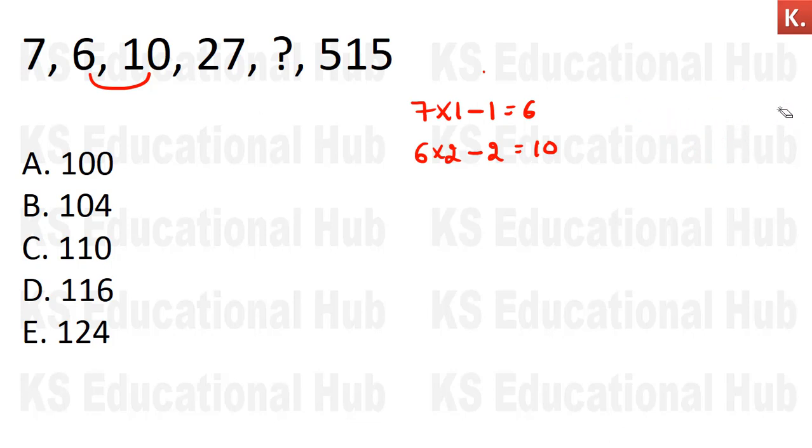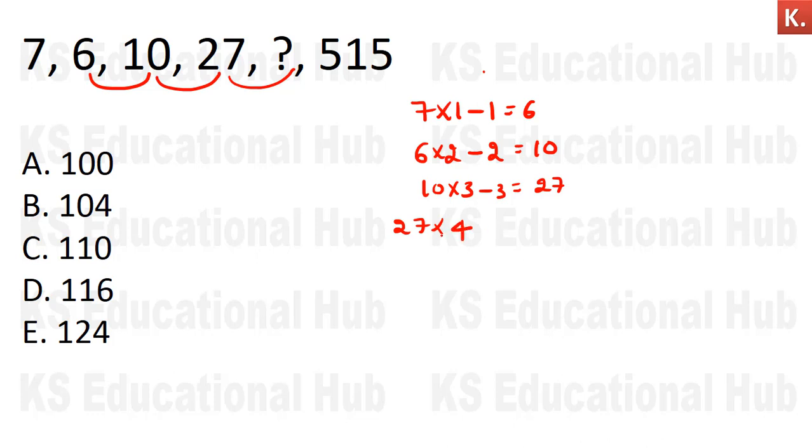The first one follows. So 6 into 2 is 12. 12 minus 2 is equal to 10. How can 10 be made as 27? For that reason, 10 into 3 is 30, 30 minus 3 is equal to 27. So the next value we have to find out. So 27 into 1, 2, 3, the next one has to be 4.